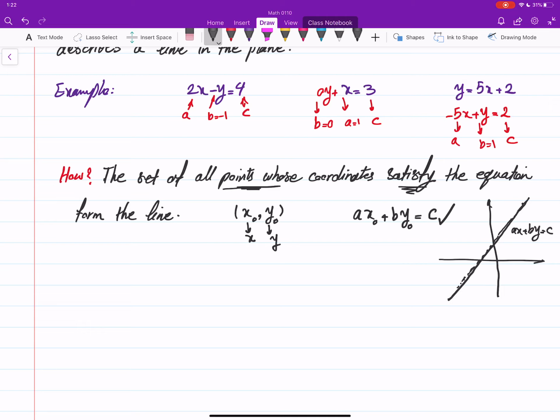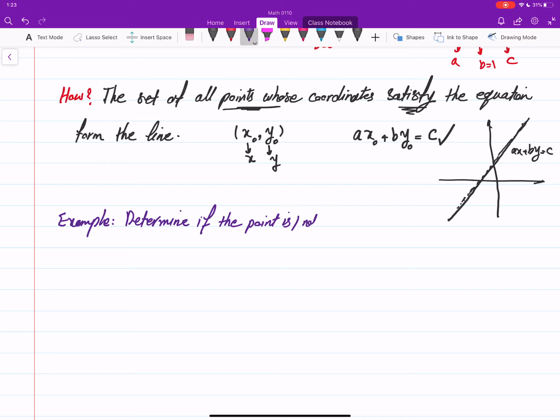Let us do some examples here. Determine if the point is or is not on the line. What is the line? Well, that's the example we used: 2x minus y is equal to 4. I have 2 points here for you. One is (1, 1), and the second one is (2, 0).